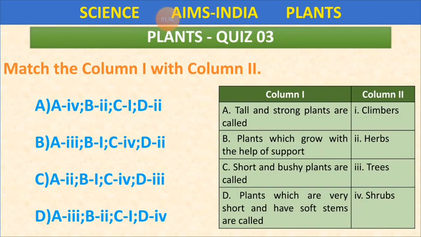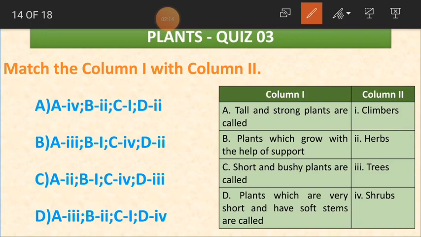Now we'll go with the first one, that is A option. A1. Tall and strong plants are called, what are they called as? Tall and strong plants, for example, neem tree. I am only giving you the answer here. I named it neem tree. Then the answer is A matches with the third option, that is trees.